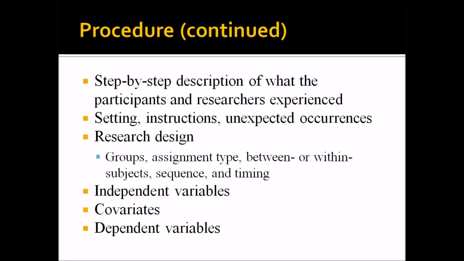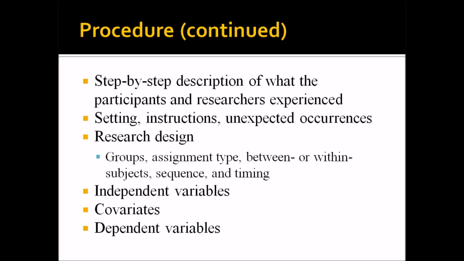Also, any covariates that were included in the study, we want to make sure we talk about what those are and why we included them. We want to describe the dependent variables. Now, the dependent variables are the variables that we measure. They're the outcome variables. And oftentimes, these are scores on instruments. So you may have a treatment, that would be an independent variable, and then you'd have an assessment that participants take, and they receive a certain score, and that's your dependent variable.